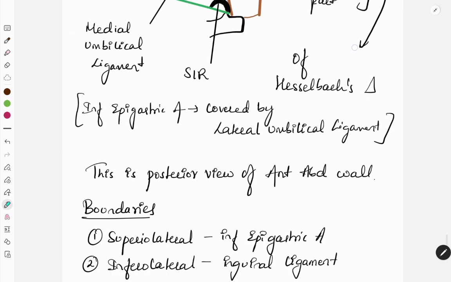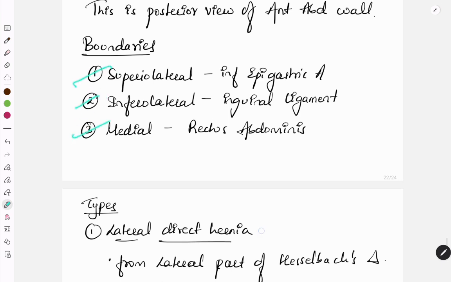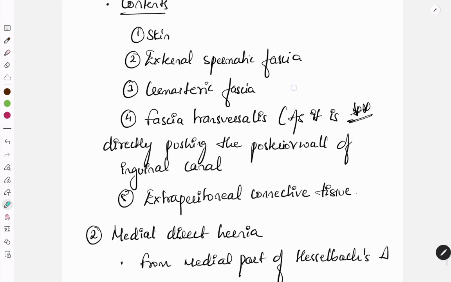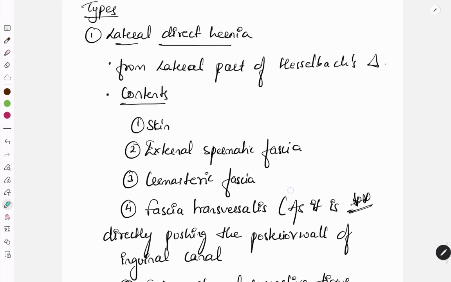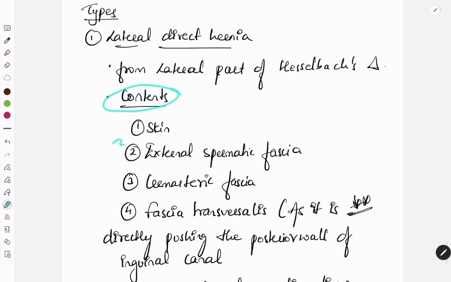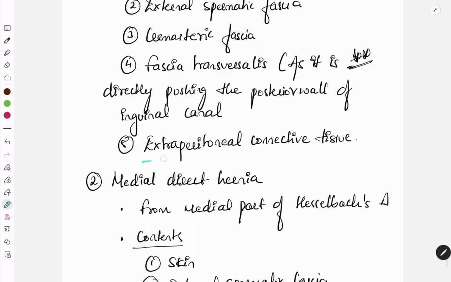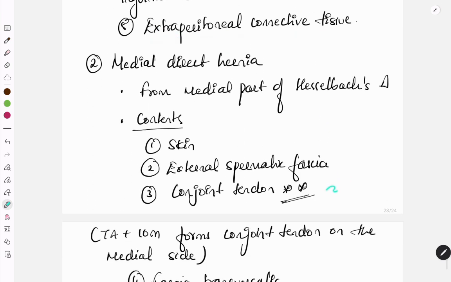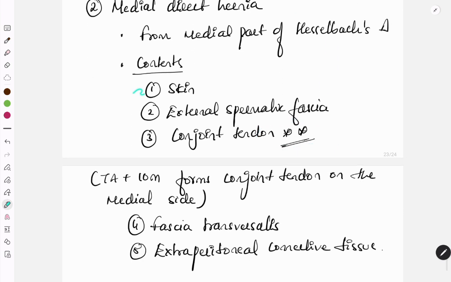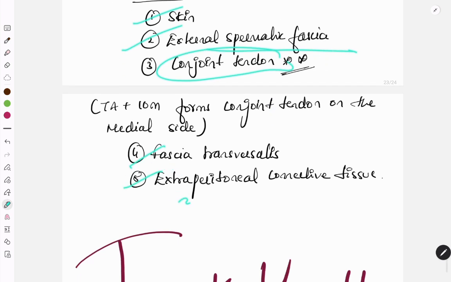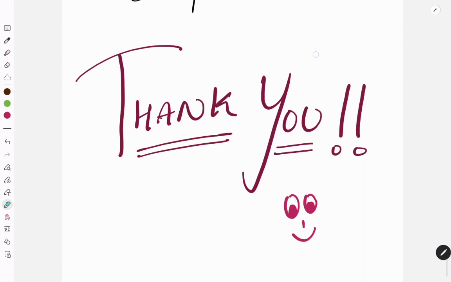This is your Hesselbach's triangle. The boundaries of Hesselbach's triangle, you have lateral and medial, and the contents are important. In contents in the lateral, we have skin, external spermatic fascia, cremasteric fascia, then you have the fascia transversalis, extraperitoneal connective tissue. Here, you have to remember we have the conjoint tendon. Skin, external spermatic fascia, conjoint tendon, fascia transversalis, and extraperitoneal connective tissue.